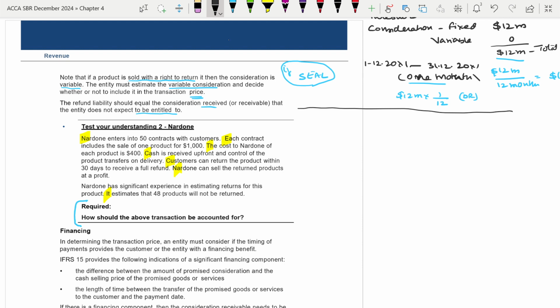When we are saying that there is a condition, is it right? This condition is a variable consideration. Why are they saying variable consideration? What it says is, 48 products will not be returned and two products will be returned. Fine. Now, how much is the sale?